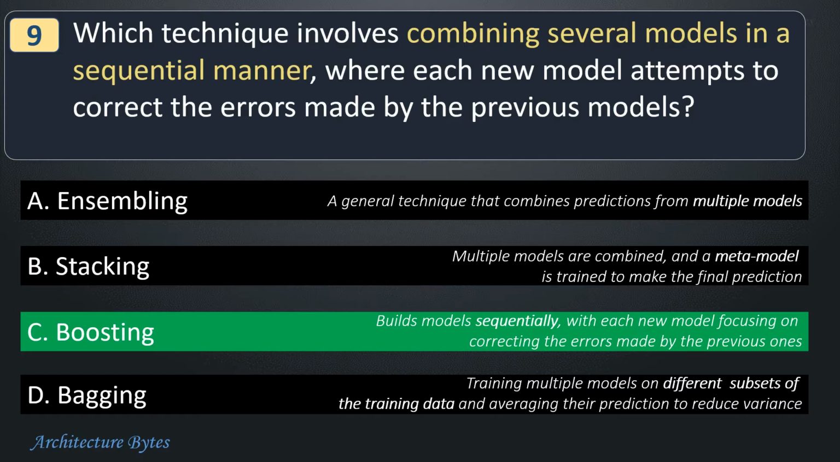A, ensembling is a general technique that combines predictions from multiple models to improve overall performance and reduce variance. B, stacking is a specific type of ensembling where multiple models are combined and a meta model is trained to make the final prediction based on the outputs of these models. D, bagging is an ensemble technique that reduces variance by training multiple models on different subsets of training data and averaging their predictions, which helps improve stability and accuracy.